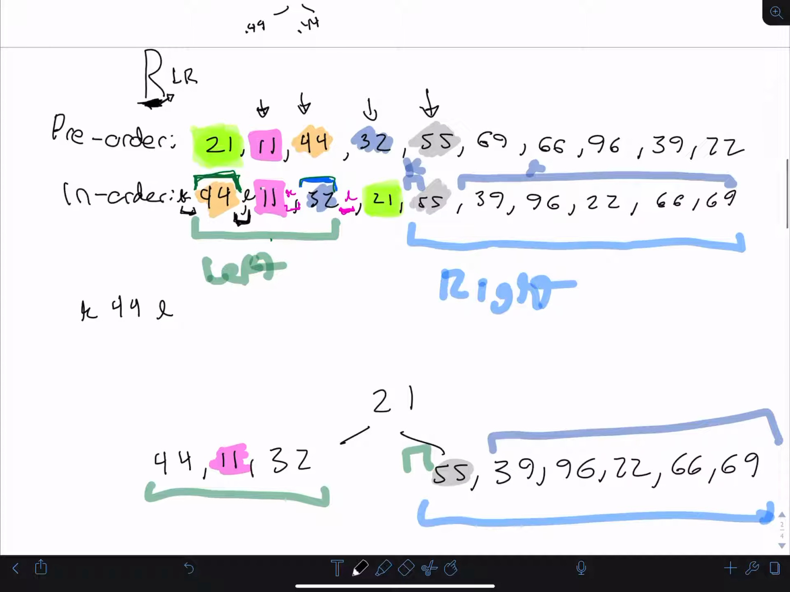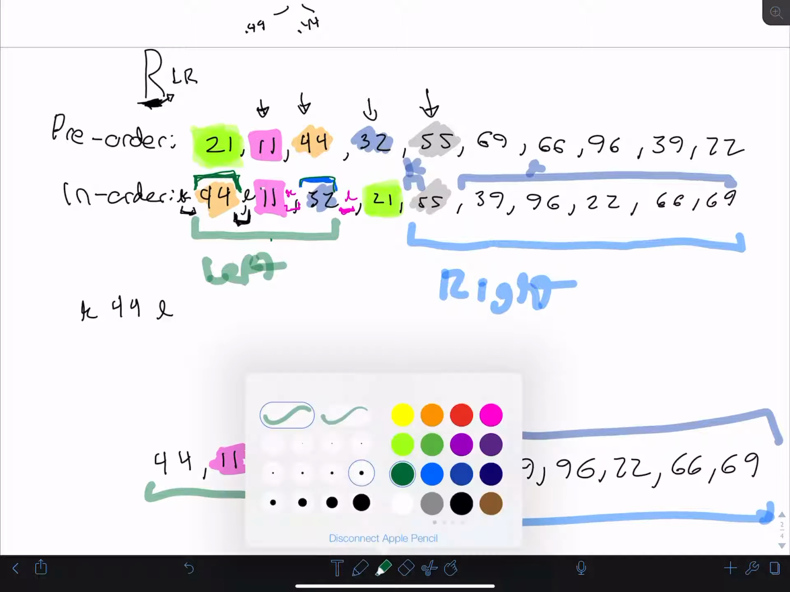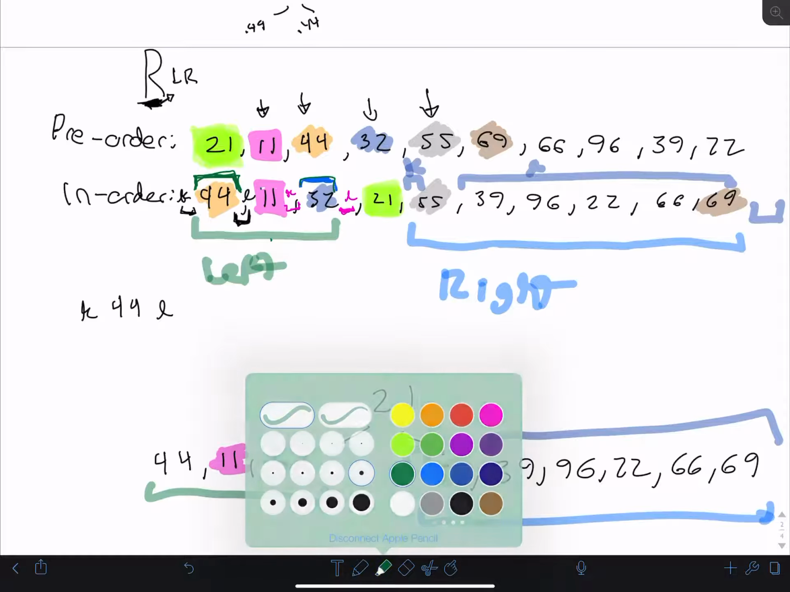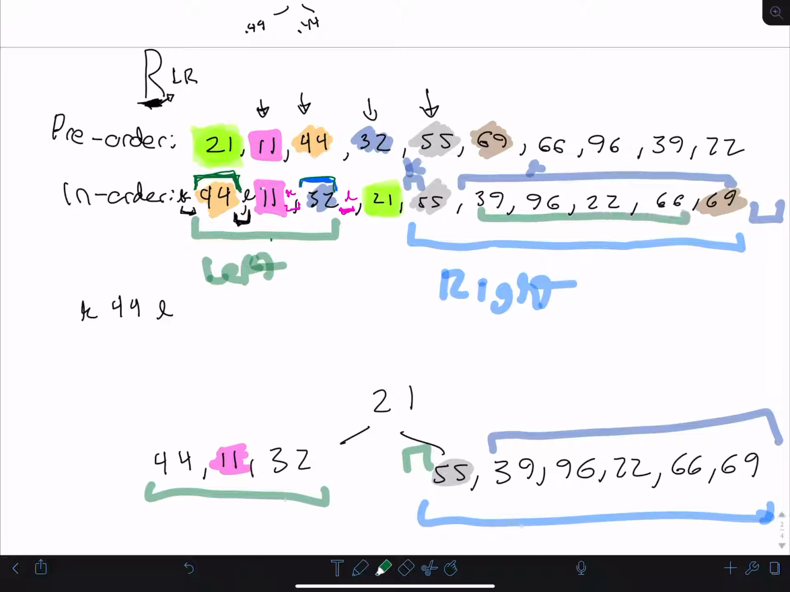Next thing to look at is going to be what? 39. We always keep going with the preorder. 69. So where's 69 over here? It actually is all the way at the end here. So that means that, again, our left side in this case is going to be empty. And then the right side is going to contain all of those.